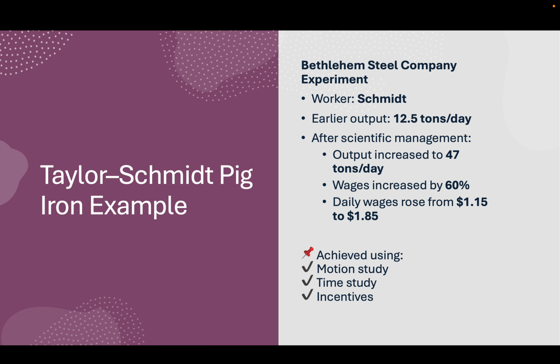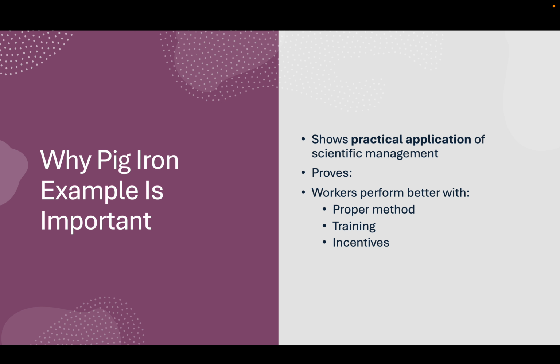Now let's see the famous pig iron experiment. The experiment was conducted at Bethlehem Steel Company. Earlier the output which the company was getting was around 12.5 tons per day. After applying scientific management, which is proper methods, training, and incentives, output increased to 47 tons per day, whereas the wages increased by 60%. So daily wages rose from $1.15 to $1.85.